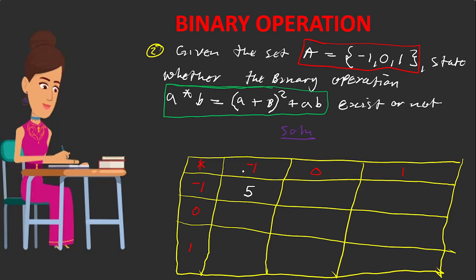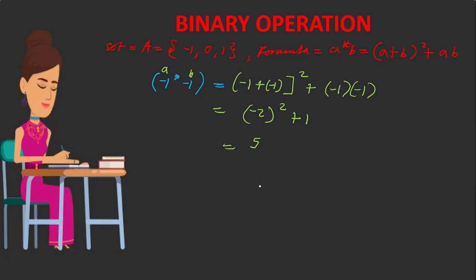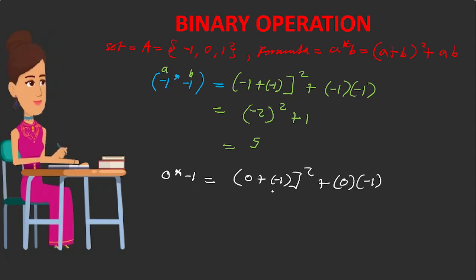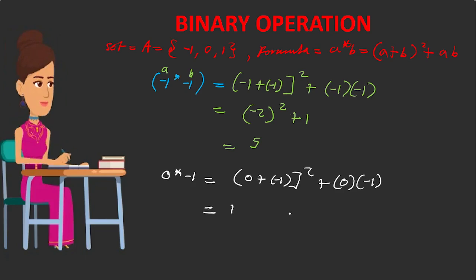You do the same thing with 0 and negative 1. The next one is 0 star negative 1. That will be 0 plus negative 1 squared, and then plus 0 times negative 1. This will be 0 and that will be 1. So the answer for that particular part will simply be a 1. So here it will be a 1.